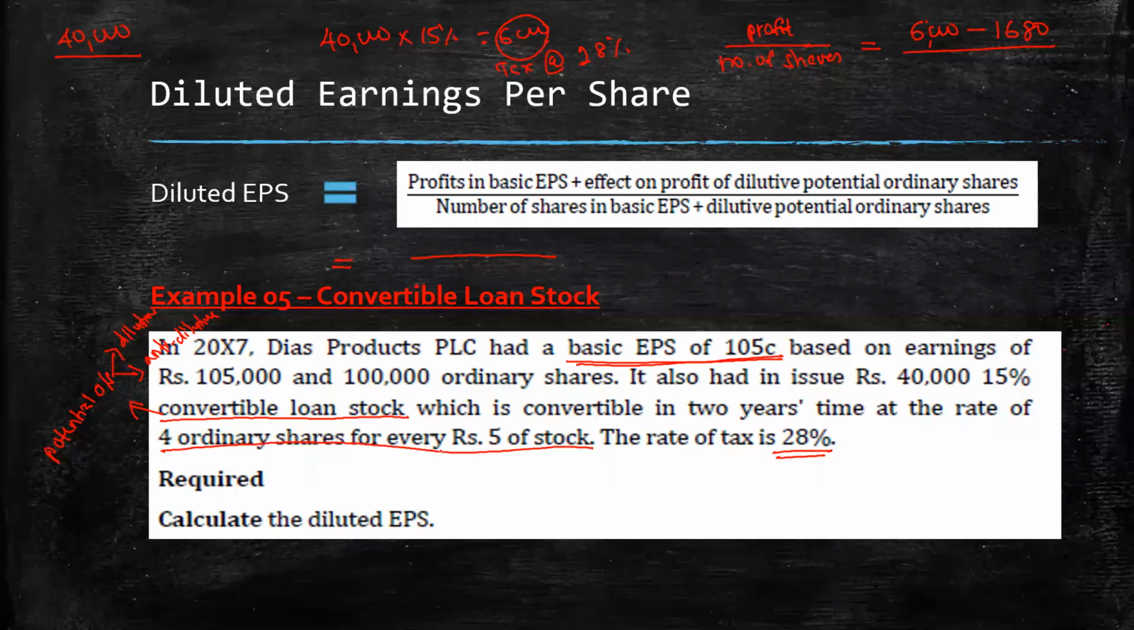So how are we going to issue shares? 4 ordinary shares for every 5 rupees stock. For every 5 rupee stock we issue 4 shares. Therefore, how many shares are we going to issue?